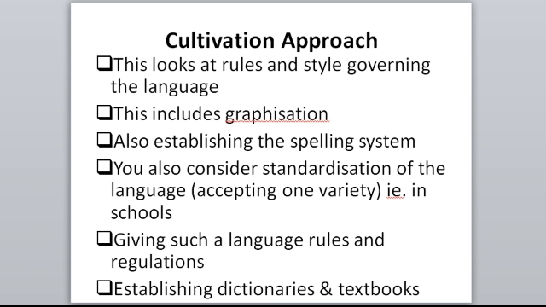Basically, it looks at graphization, that is, reducing language into a writing system, and establishing the spelling system of the language. You also look at the standardization of the language, so that everything that comes into the language is of high standard. They meet the standards, the requirements for which a language will be well known. Thus, accepting one variety of language to be used in school and give it the rules and regulations.